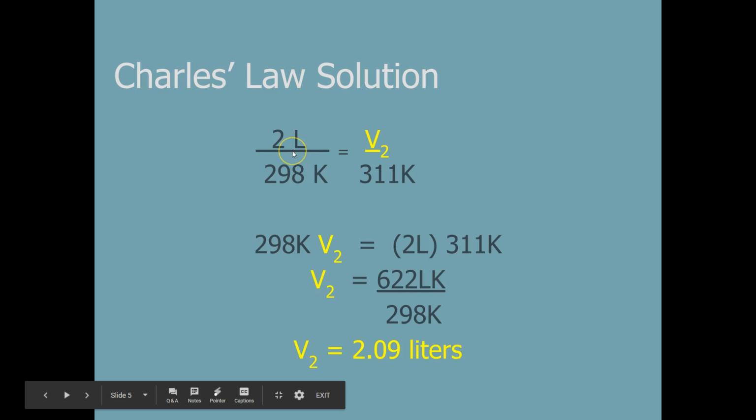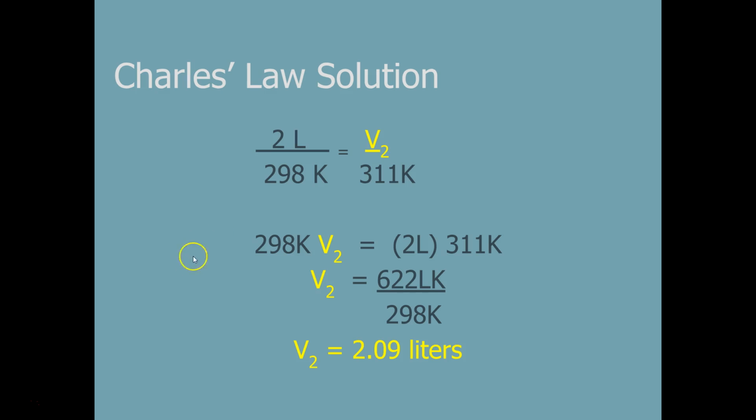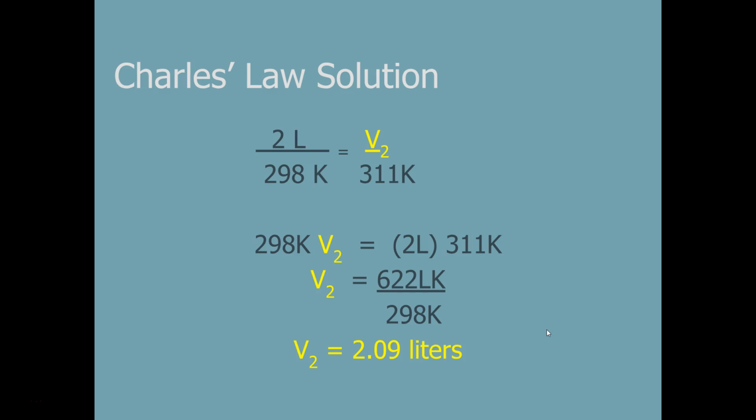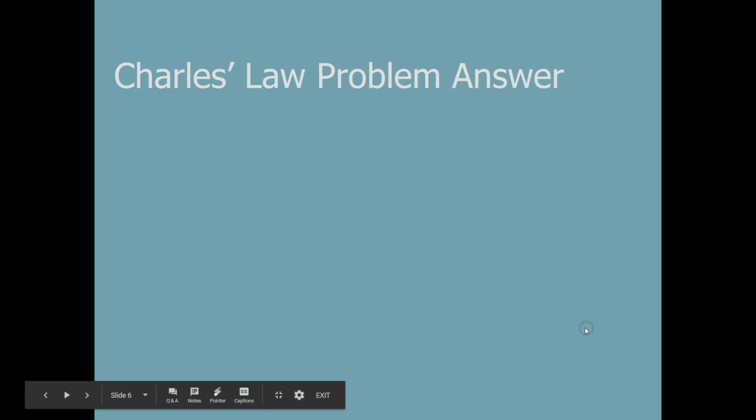So we started with 2 liters in our balloon, and by increasing that temperature so slightly, it increased the volume to 2.09 liters. So this is an example of Charles' law, where there's a direct relationship between volume and temperature. As temperature increases, the volume would increase. Or the opposite is true. When the temperature decreases, the volume of that gas would decrease as well.